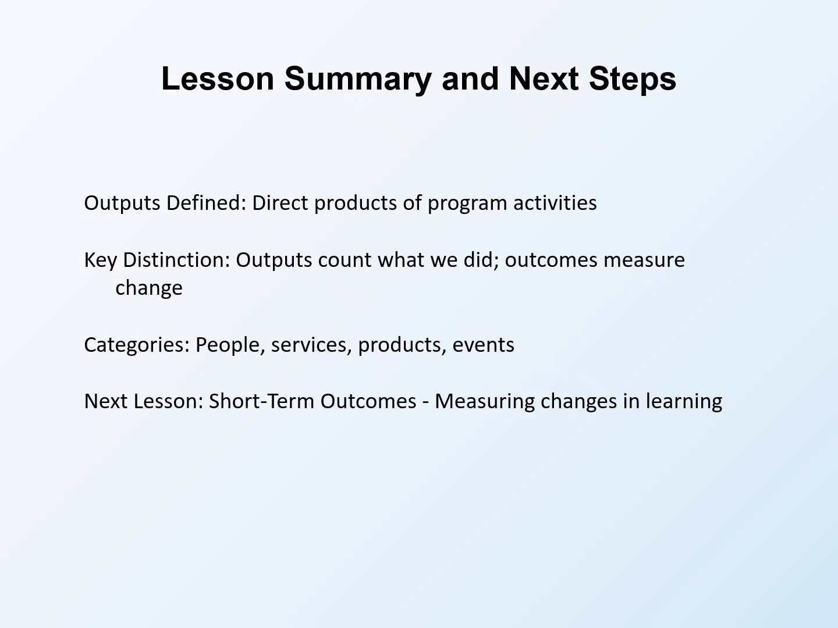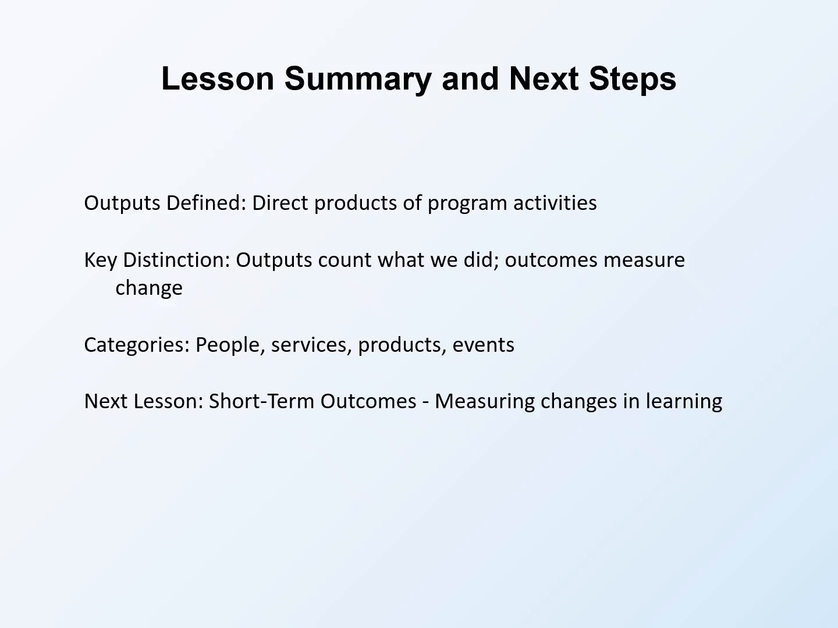Let us summarize the key points from this important lesson on program outputs. Outputs are defined as direct products of program activities that you produce through your work. They represent the countable, tangible, immediate results of what you do during program implementation. The key distinction to always remember is that outputs count what we did, while outcomes measure what actually changed in participants. This fundamental difference must be maintained clearly in your logic models and proposals. Confusing these two concepts is a common error that reviewers often identify quickly.